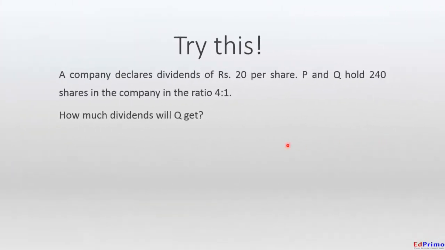Now before we move on, here is a quick question for you to try. A company declares dividends of Rs 20 per share. P and Q hold 240 shares in the company in the ratio 4:1. How much dividends will Q get?